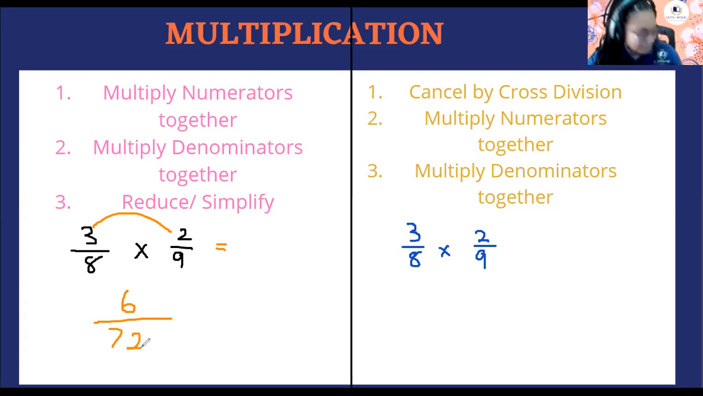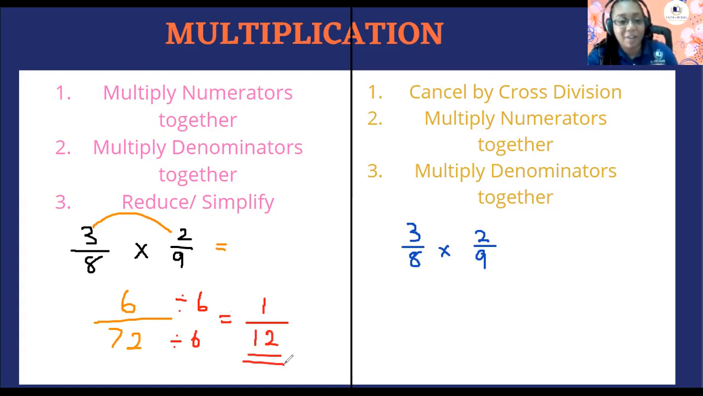Now we have to reduce. So we have to think of a number. That number is 6. You could do 2, but then it's going to take you a little longer to get there. This is why tables are very important. If you know your 6 times table, then you know that 6 can divide 6. So 6 into 6 is 1. 6 will go into 72, 12 times. 12 sixes are 72. Tables are very, very important.